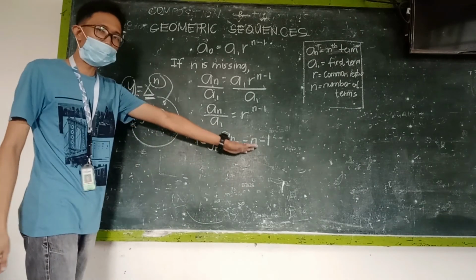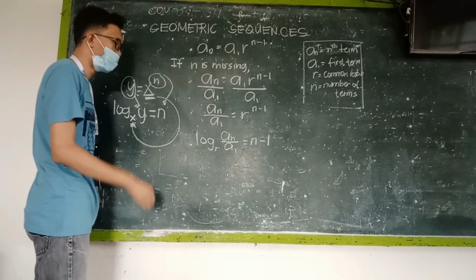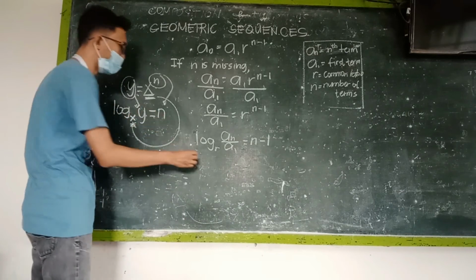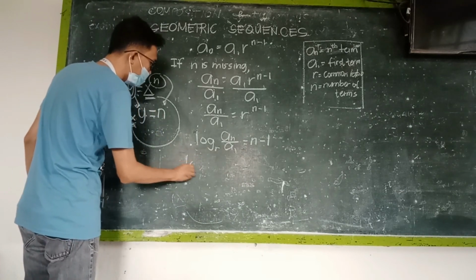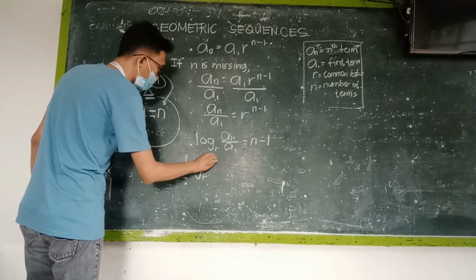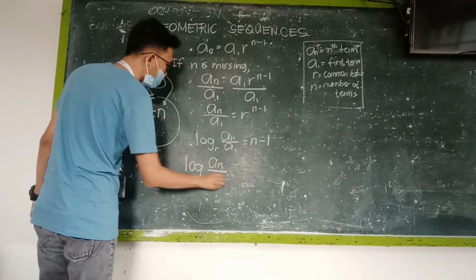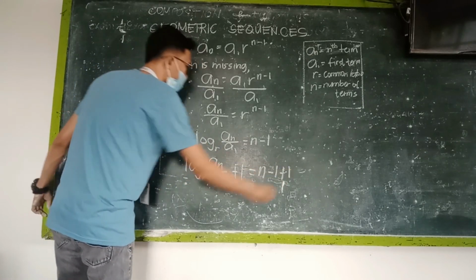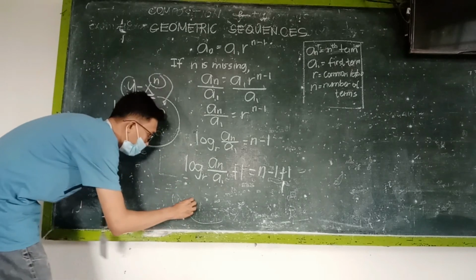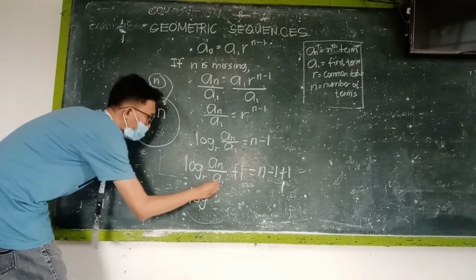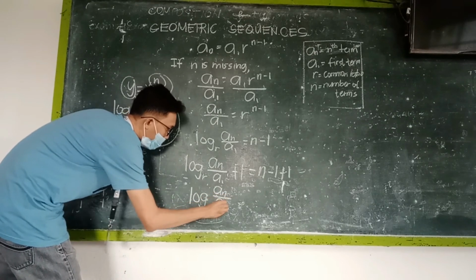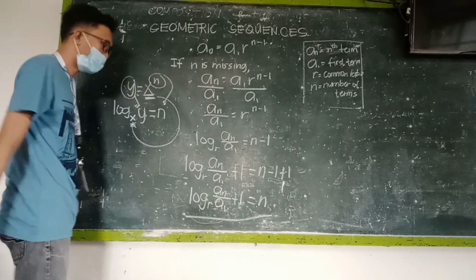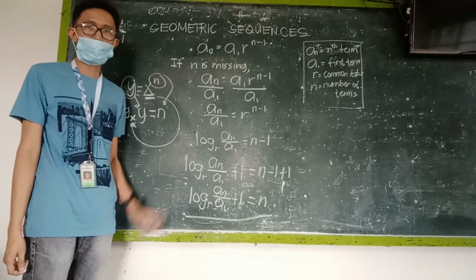Then, since n minus 1 dito, kailangan tanggalin natin yung negative 1. So, anong gagawin natin? We will get the additive inverse of negative 1, which is positive 1. So, magiging log of a sub n all over a sub 1 base r plus 1 is equal to n minus 1 plus 1. So, ang final answer natin dito, the logarithm of a sub n all over a sub 1 base r plus 1 is equal to n. So, ito yung formula natin kapag n ang nawawala.